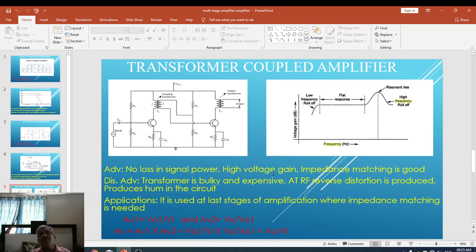As we have studied, multi-stage amplifiers are classified depending only upon the coupling component used, out of which we studied two. One is the DC coupled amplifier and the second one is the RC coupled amplifier. In the DC coupled amplifier, no coupling component is used. In the RC coupled amplifier, resistors and capacitors are used as the coupling component. But in the transformer coupled amplifier, the coupling component is the transformer.